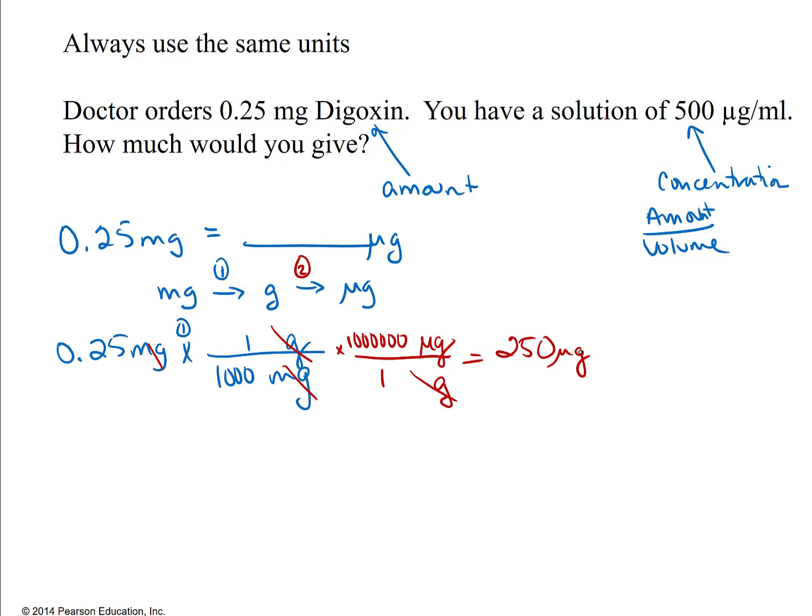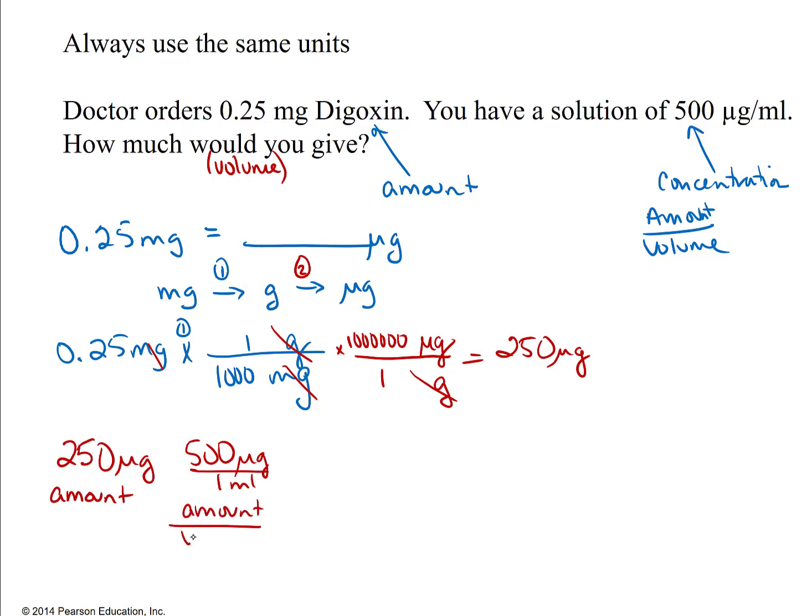Well, let's set it up first. So in this one, how much would you give? I want to know what the volume is. So I have amount and I have amount per volume, right? So I have 250 micrograms. That's the amount of medicine. And I know 500 micrograms per milliliter. And you can think of it per 1 milliliter. That is the amount over volume. So I want to know volume. So I'm going to get these units to cancel. So how do you do that?